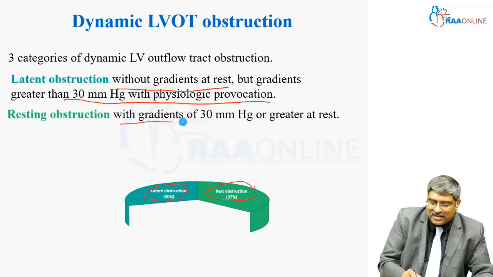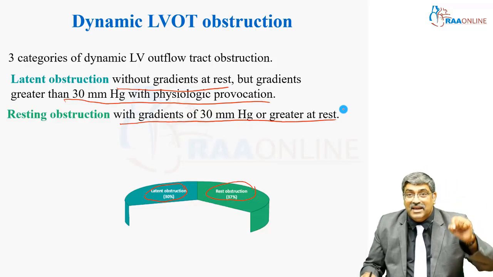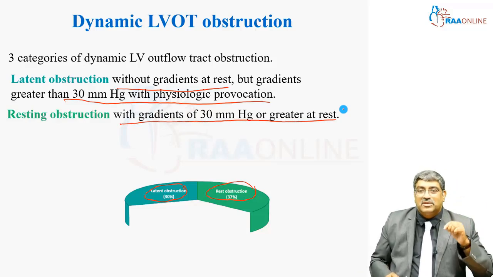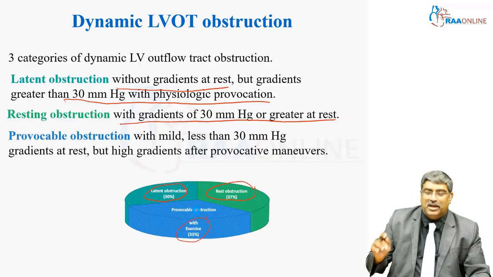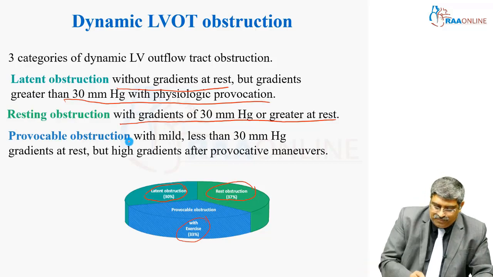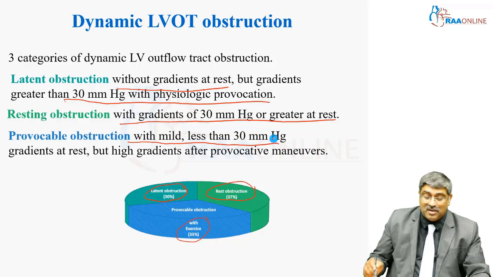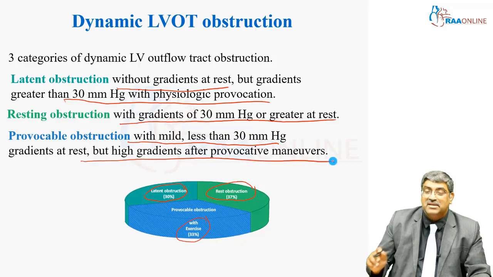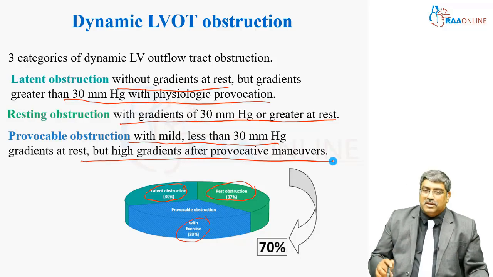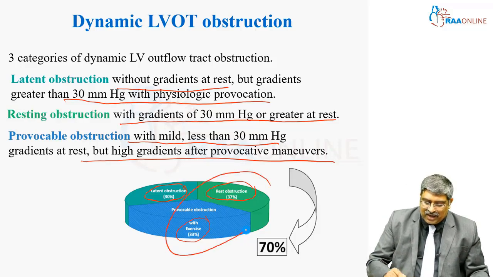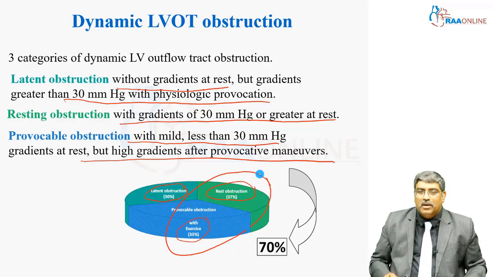Resting obstruction happens in 37% of patients. Here the gradient is 30 mmHg or greater at rest. Next comes the most dangerous one, the provocable obstruction, which happens in 33% of patients. Here the gradient will be less than 30 mmHg at rest, but it increases to a dangerous level after a provocative maneuver. So patients with resting and provocable gradients form about 70% of HOCM patients.